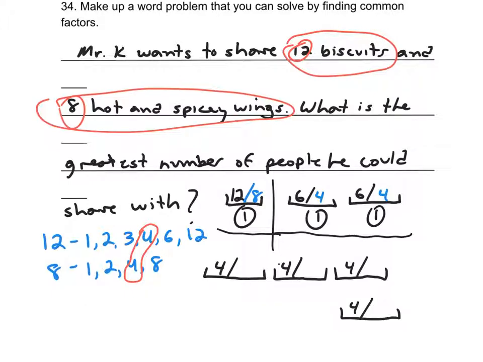And what about the spicy wings? Well, each person would get, I should have used red for the spicy, each person would get 2 wings. So there's 1 person, 2, 3, 4. 4 people would be the greatest number of people that he could share with. Not including himself. And how did I get it? I drew a picture. Draw pictures.